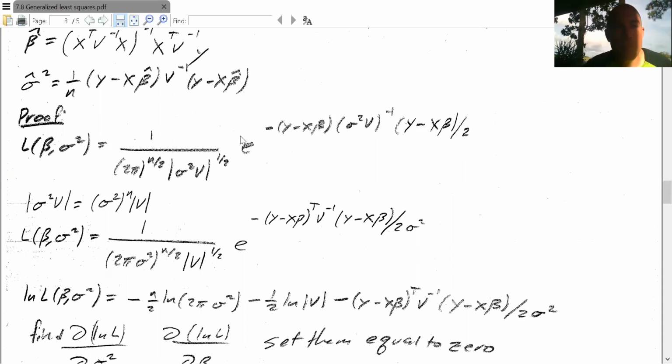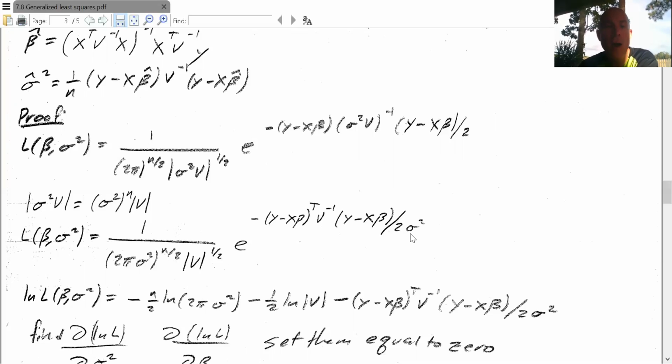And now, when I look at this, I know that the determinant of sigma squared V is going to be equal to sigma squared to the power of n times the determinant of V. That's a property of determinants. So I replace that here. And so this is inverse. So I know that the sigma squared pulls down to the bottom of the fraction.